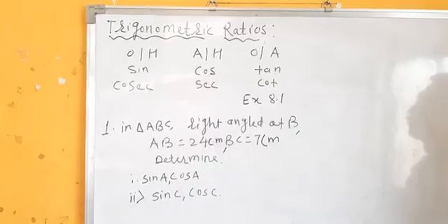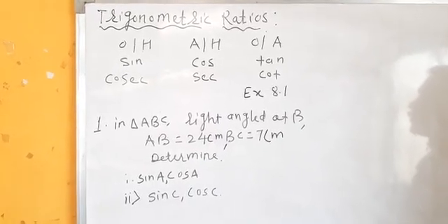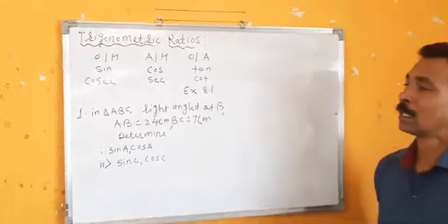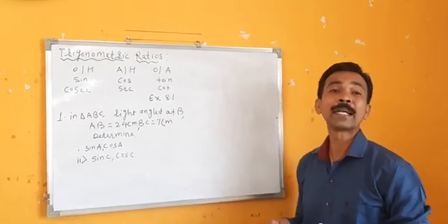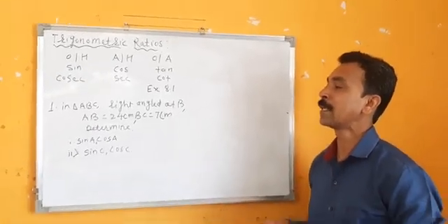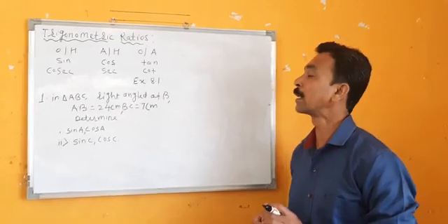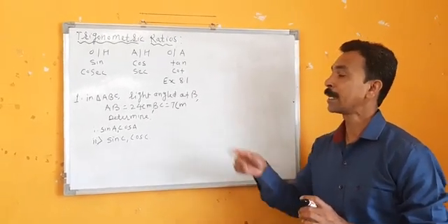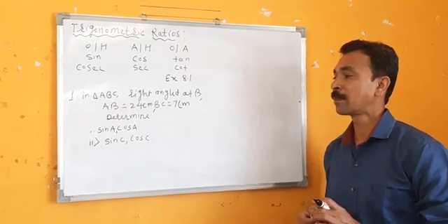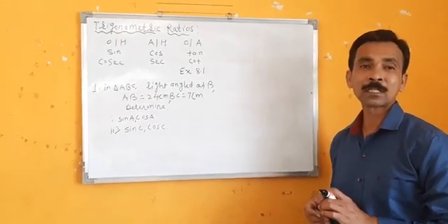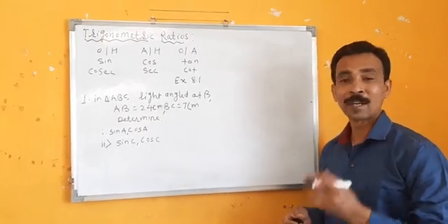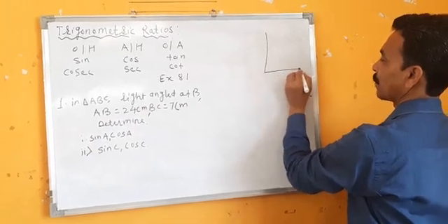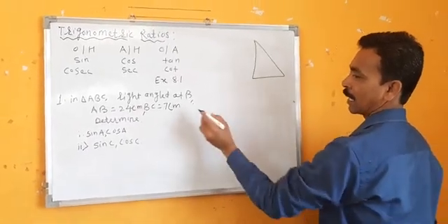Now the first exercise, Exercise 8.1. First sum. In triangle ABC, right angled at B, AB is equal to 24 centimeter, BC is equal to 7 centimeter. Determine sin A, cos A. In part 2, sin C, cos C. But you know very well, we have to draw a right angle triangle, and without a right angle triangle, we cannot imagine. Okay, right angle at B.